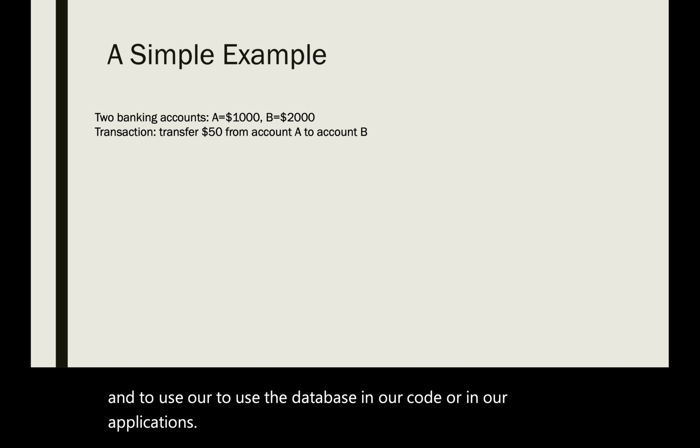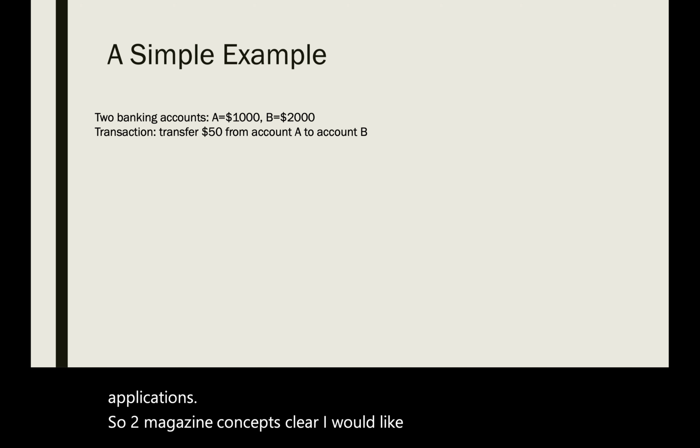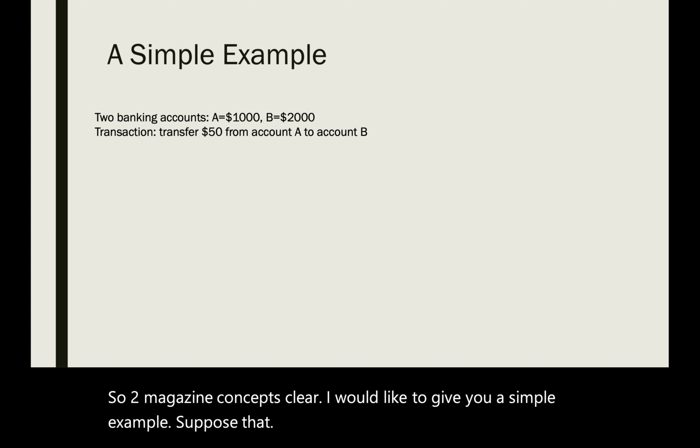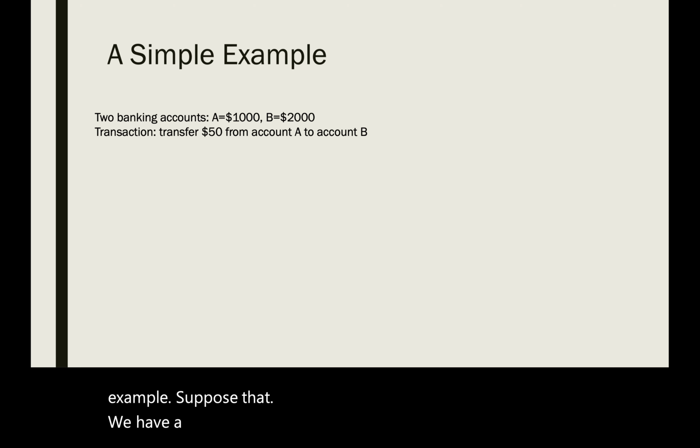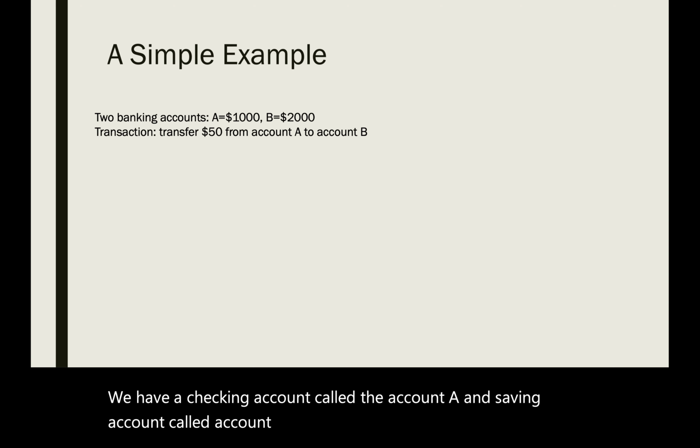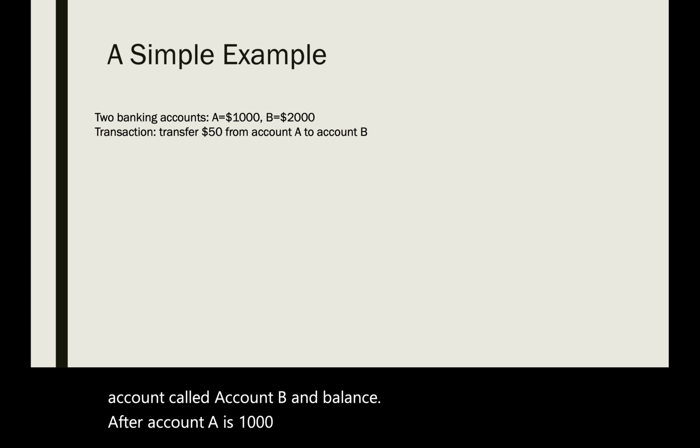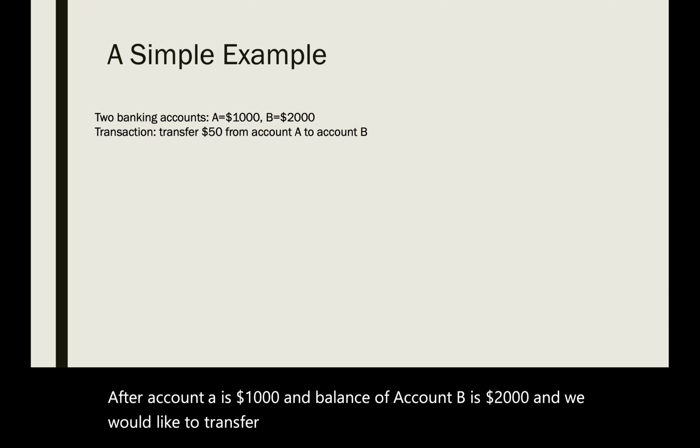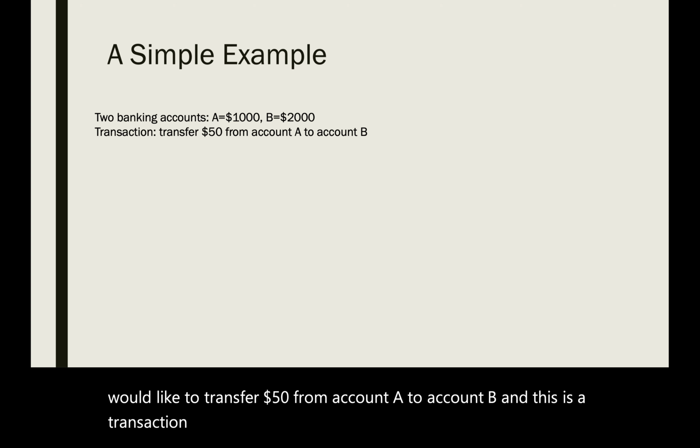So to make the concept clear, I would like to give you a simple example. Suppose that we have a checking account called account A and a saving account called account B. The balance of account A is $1,000 and the balance of account B is $2,000. And we would like to transfer $50 from account A to account B. This is a transaction that we defined as the user.